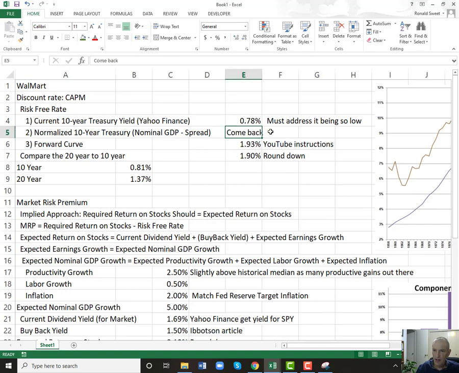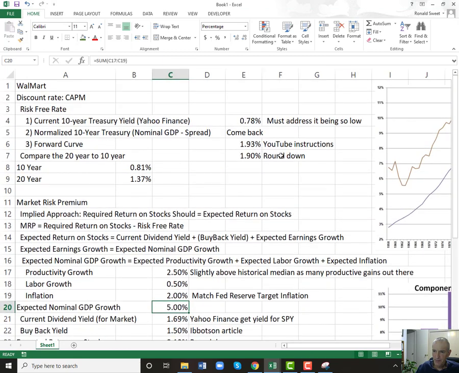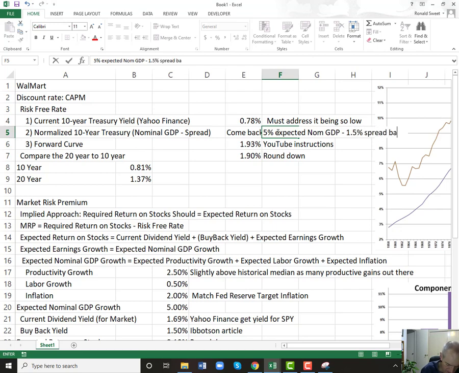So let's do the normalized. We're expecting economic growth of 5%. So you take 5% expected nominal GDP minus, let's do a 1.5% spread based on history. If you did that, you would get 0.05 minus 0.015. You get a 3.5% normalized treasury.